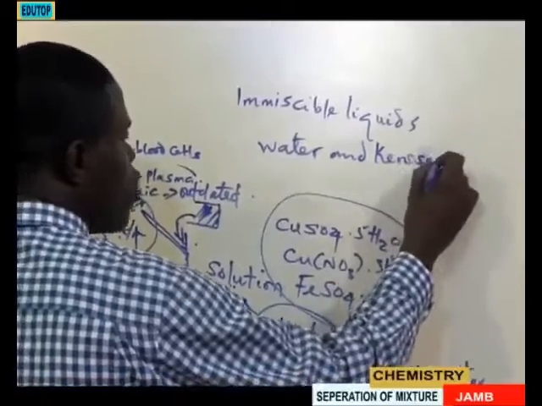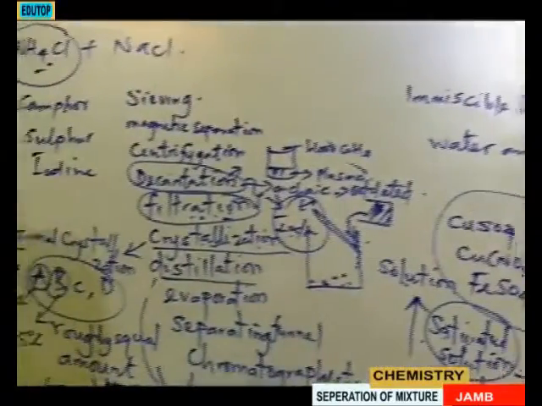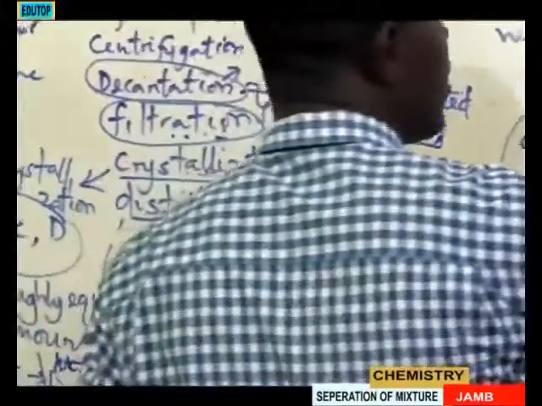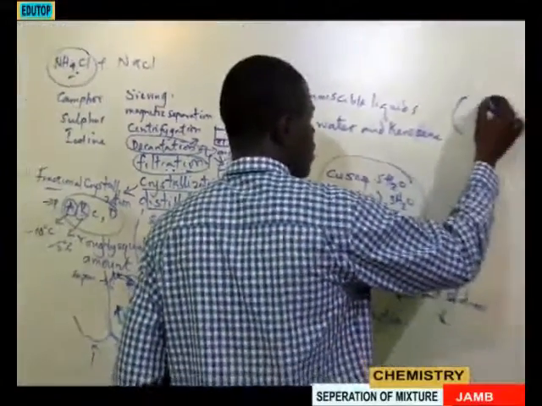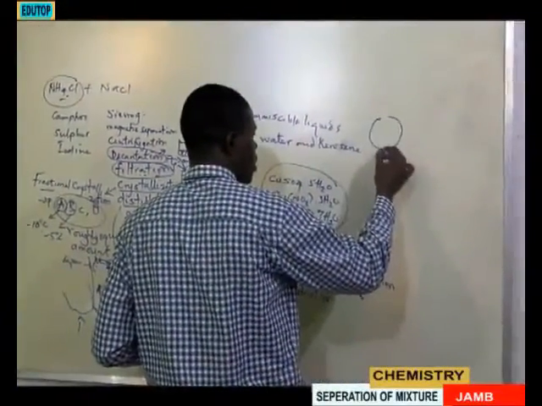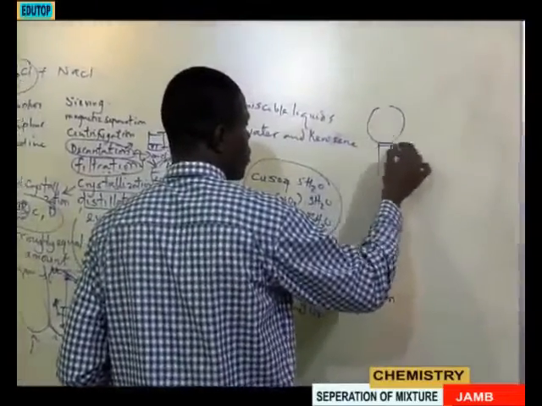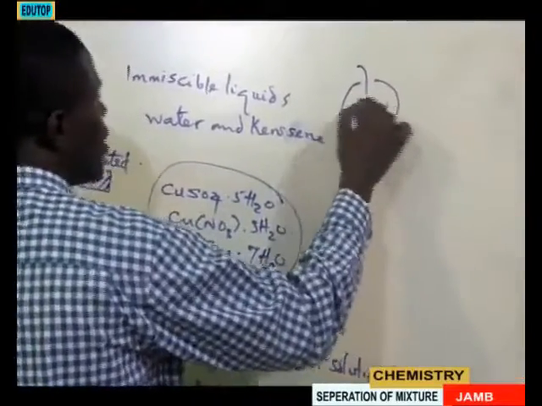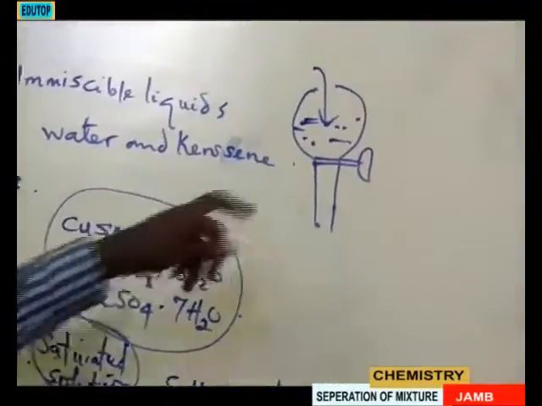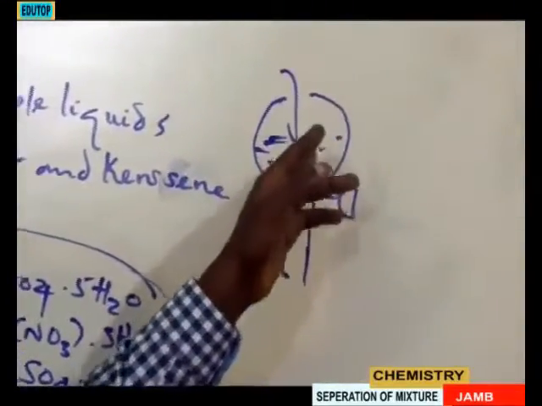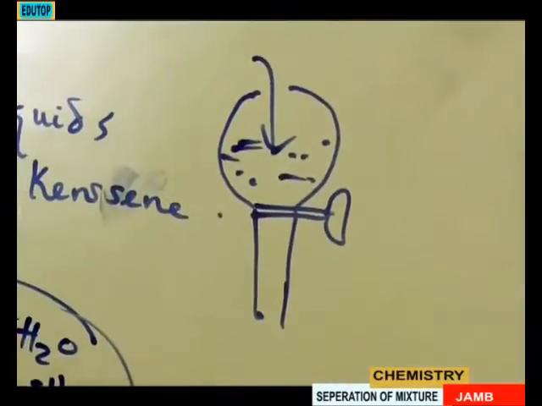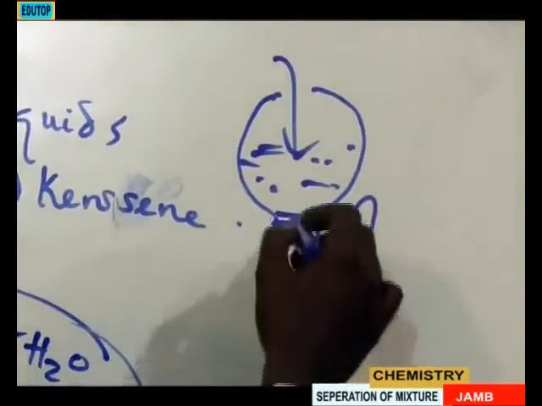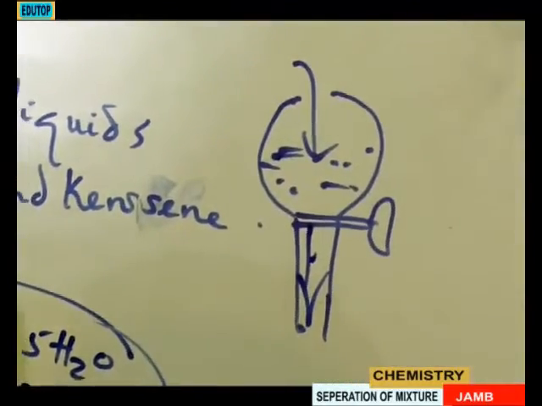Here you have to use no other method than the separating funnel, because in the separating funnel you have something like this, where you have something being connected like this. So when you introduce both into this separating funnel, the less dense substance stays up while the denser substance stays down. So in this scenario, water comes down because water is denser than kerosene. So kerosene remains here, and water gets out here. That is the mode of separation.